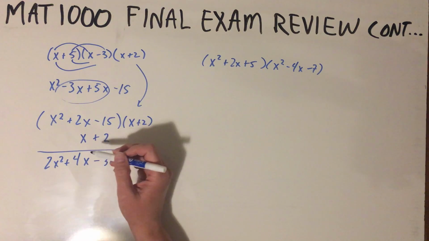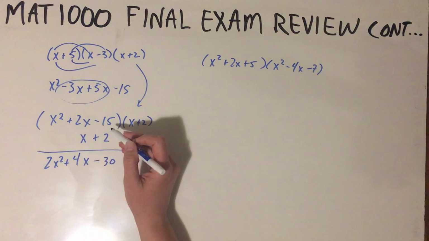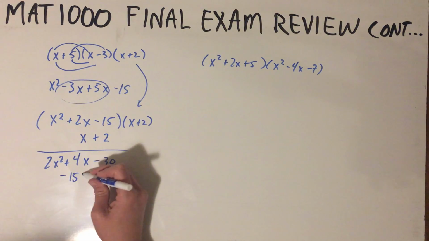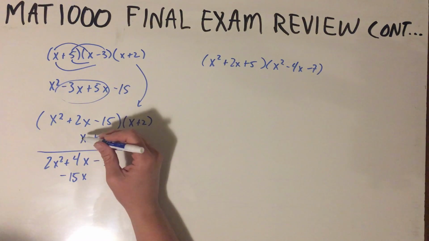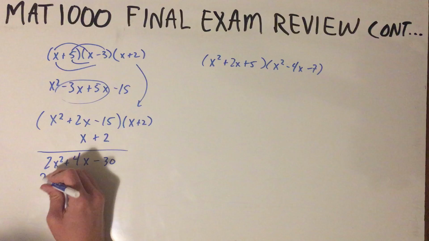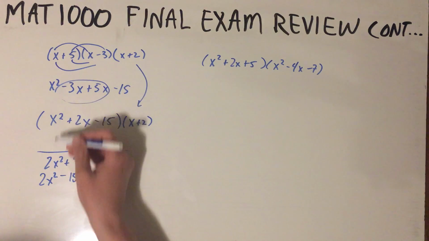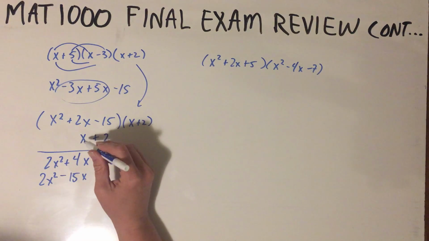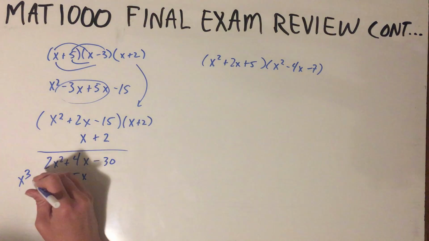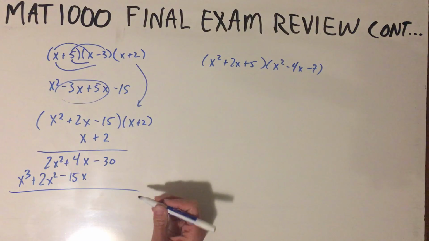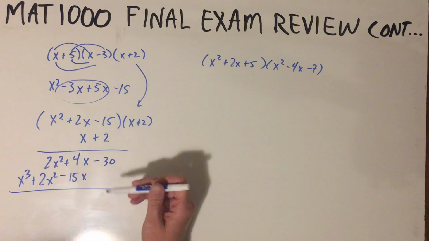Now I'm going to move over to this x. When I do x times negative 15, I'm going to put that negative 15x right here because this here is my x column. And then I'm going to do x times 2x, and that's going to give me a 2x squared. That's going to go here in the x squared column. Then I'm going to do an x times an x squared, and that is going to give me x cubed.